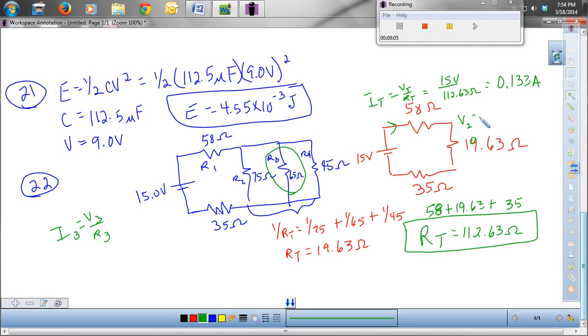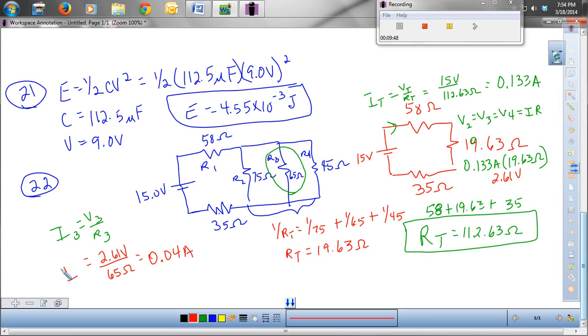So V2 equals V3 equals V4. To get that, it's going to be I times R. So I'm going to say that my I that went into that group was 0.133 amps. My total resistance was 19.63 ohms. So if I multiply those together, that gave me a voltage of 2.61 volts. And that was V2, V3, and V4. So now I can finally go over here and say, well, 2.61 volts divided by 65 ohms gives me I3, and I3 was 0.04 amps.